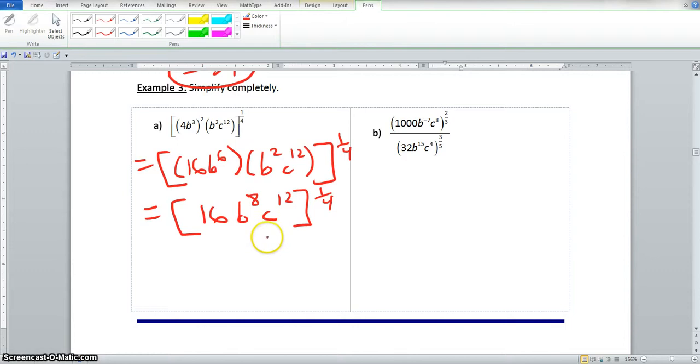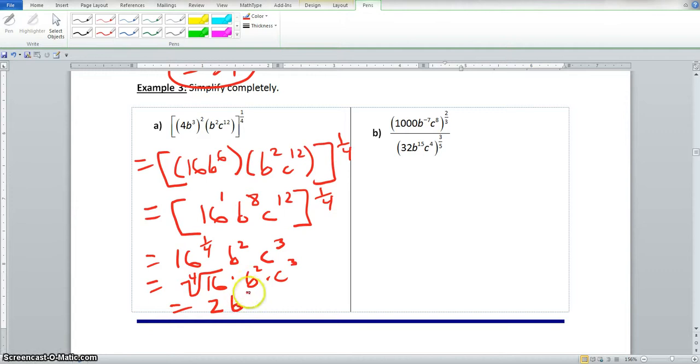So now, what we would do next is this here. We could take everything to the 1/4 power. Now remember, this 16 is assumed to be taken to the first power. So this will give us 16 to the 1/4. B to the 8 times 1/4 we know is 2. And we will have c, 12 times 1/4 is 3. So now we would take 16 to the 1/4 power, which is the same as the 4th root of 16, times b squared times c cubed. The 4th root of 16 we know is 2, so it'll be 2b squared c cubed. And that is your final answer.